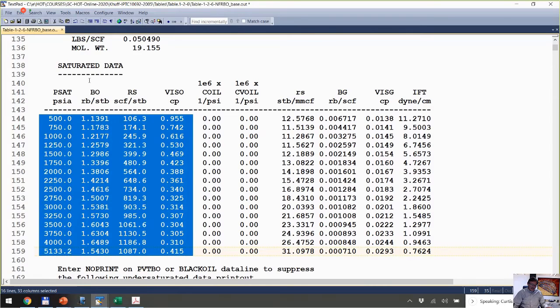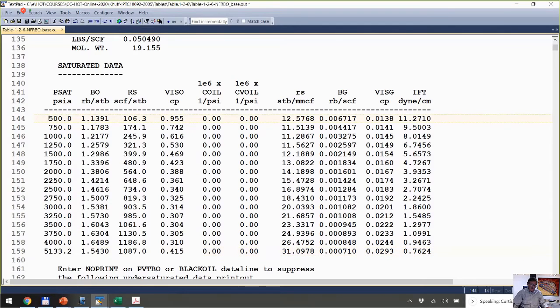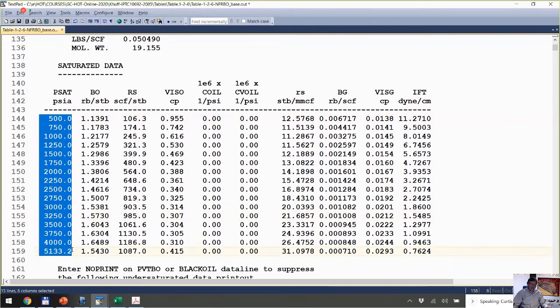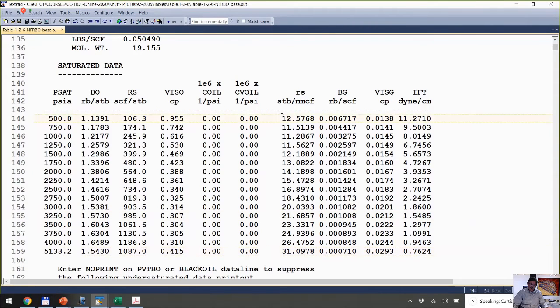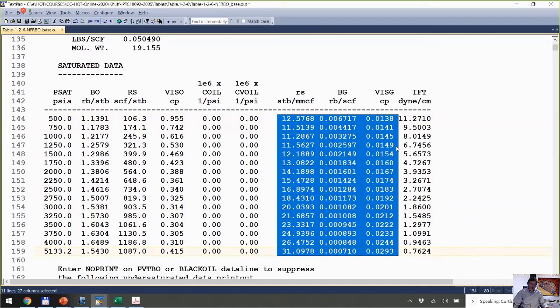So in the saturated table, you'll have pressure, which is bubble point associated with the three oil properties, and then you'll have the pressures for the gas properties, which are over here. Those will be the dew points of these gases. So the initial gas has a solution GOR of 31, a solution CGR of 31 barrels per million. This is the BG at the dew point, initial dew point, and its gas viscosity.